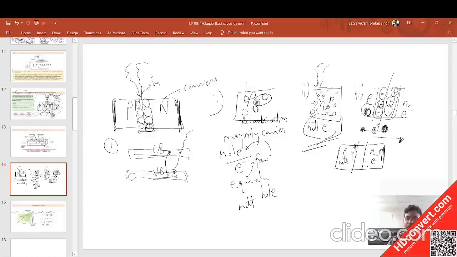So whatever the amount there is in the majority carrier side, that will increase. What do you mean by that? Here it is a positive kind of system, so net positive will increase, and in the right side net negative will increase.